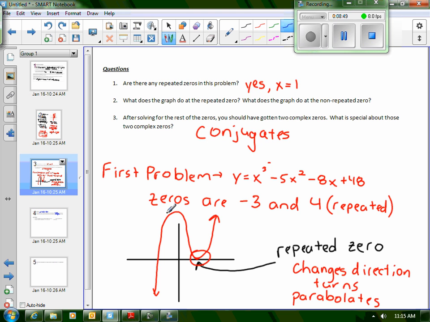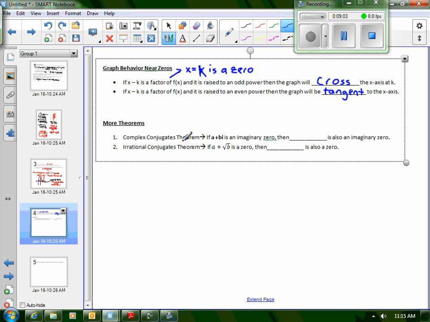Again, here's the idea we're looking for. Non-repeated 0 raised to an odd power, it's going to just go through the x-axis. Repeated 0, it's going to change direction, just touch the x-axis, so it's tangent. And then the complex conjugates theorem: if a plus bi is 0, then so is a minus bi. Same thing stands for radicals. If a plus radical b is 0, so is a minus radical b.